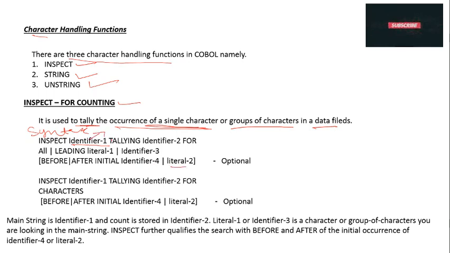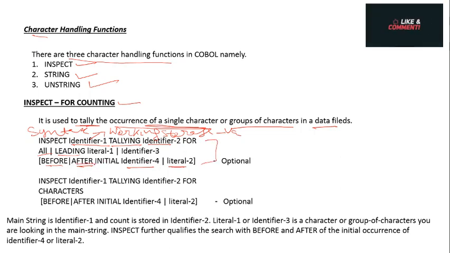Identifier-1 is, you can say, a working storage variable. Identifier-2 is also a working storage variable, and ALL and LEADING are constant keywords, and TALLYING is also a constant keyword. You can also give ALL or LEADING, and BEFORE or AFTER identifier-4 or literal-4. So I will tell you this with an example.